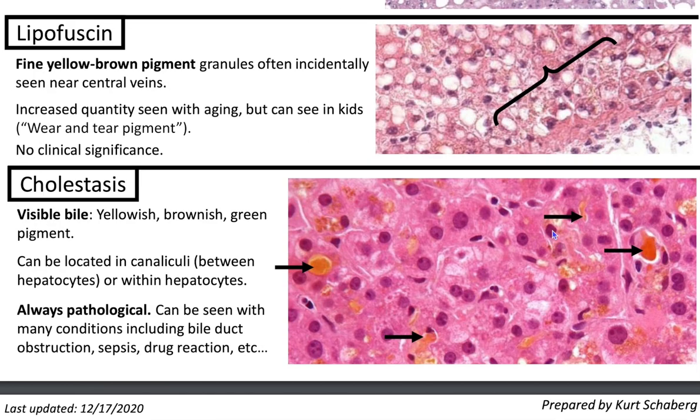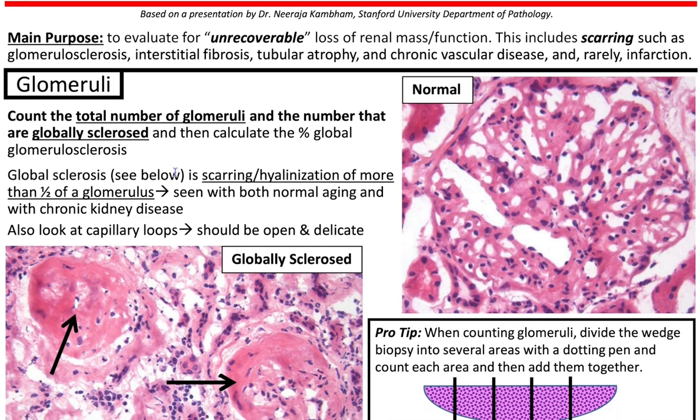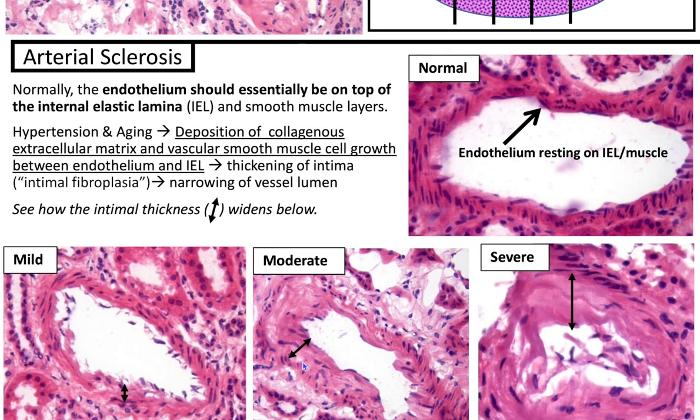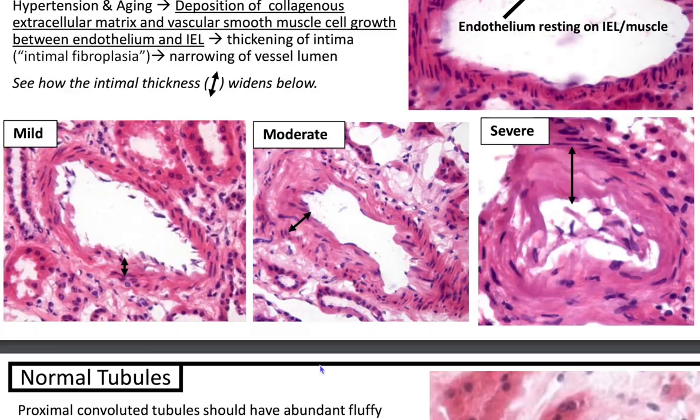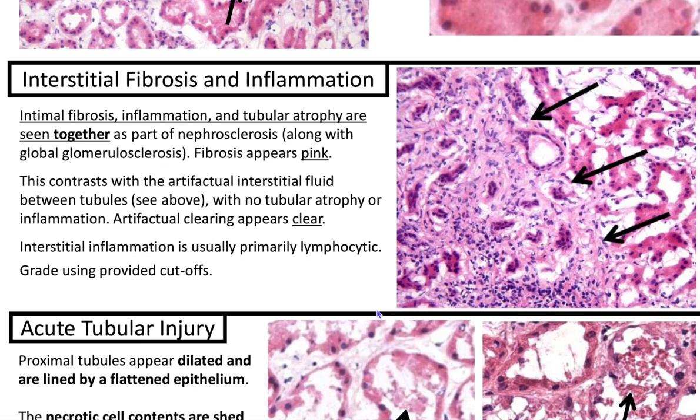Lipofuscin, cholestasis, always pathological. Donor kidney frozen, look for glomeruli, find the percent that are globally sclerosed, which is the scarring hyalinization of more than 1/2 of a glomerulus. Arterial sclerosis, that's over time the thickening between the endothelium and the internal elastic lamina. Normal tubules, proximal convoluted tubules are abundant, fluffy, granular, eosinophilic. Interstitial fibrosis and inflammation are seen together. You'll have intimal fibrosis, inflammation, and tubular atrophy.